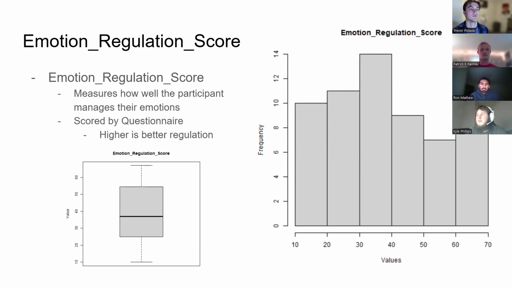We also measured emotion regulation score. This was how well the participant manages their emotions. It was scored by a questionnaire, higher meaning better regulation. We can see that the regulation score histogram is fairly uniform, with a spike between 30 and 40. It's not quite normal, but it's not too bad. And the box plot supports this.